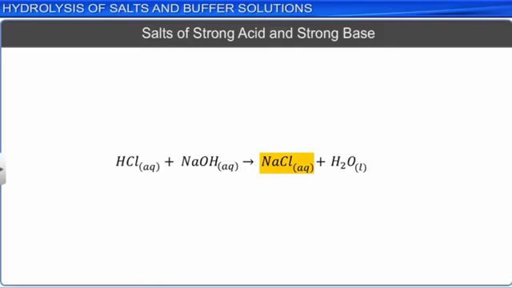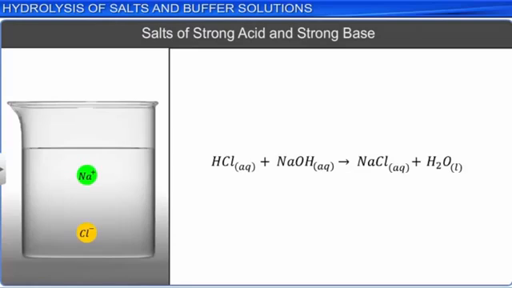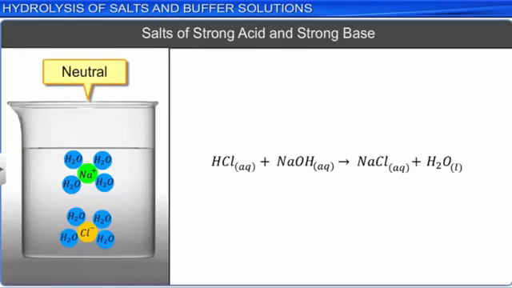Sodium chloride is a salt of a strong acid, HCl, and a strong base, sodium hydroxide. As both the acid and the base are strong, their conjugates Cl- and Na plus ions are weak. Hence, they simply get hydrated but do not undergo hydrolysis. Thus, the solution remains neutral. Hence, the aqueous solution of a salt of a strong acid and a strong base is neutral, as neither the anion nor the cation undergoes hydrolysis.